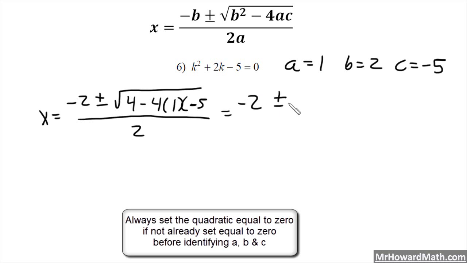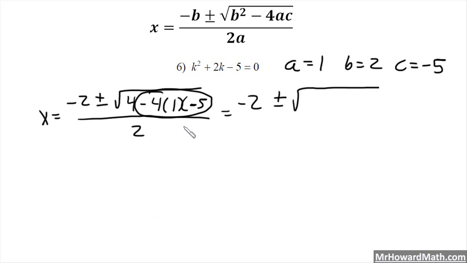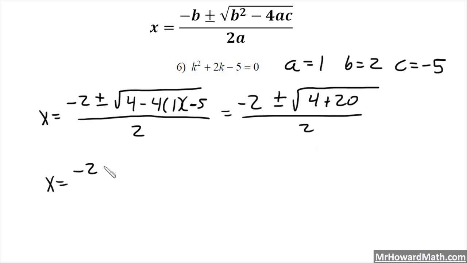That equals negative 2 plus or minus the square root of. So this section we have negative 4 times 1 times negative 5, so that would be plus 20. So we have 4 plus 20 here underneath the radical there. So next step, x equals negative 2 plus or minus square root of 24 all over 2.